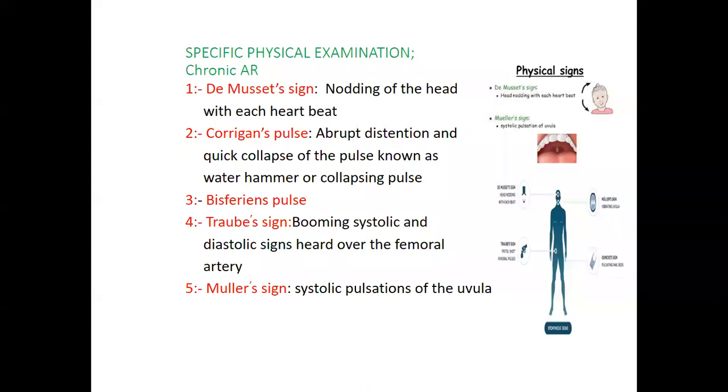And bisferiens pulse occurs when there is a combination of aortic stenosis and aortic regurgitation. So you have a slow rising and abrupt fall in the pulse in a patient who has combined aortic stenosis and aortic regurgitation. And the fourth sign is Traube's sign. That is a very loud booming systolic and diastolic sound heard over the femoral artery. Sometimes Traube's sign is also written in books as pistol shot sounds, which you can hear by putting your stethoscope on the femoral artery. So this is Traube's sign.